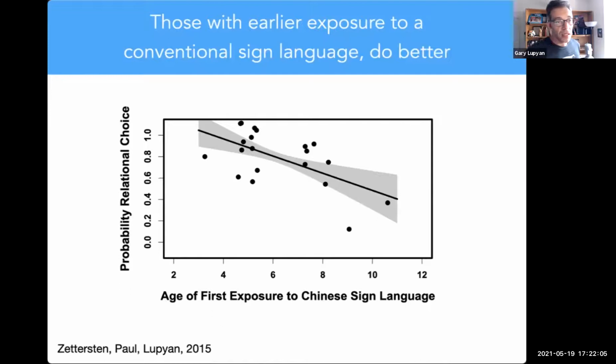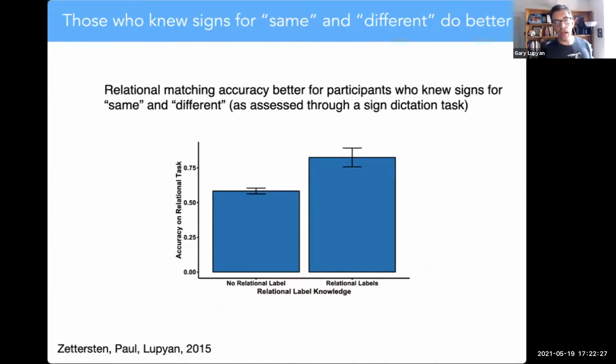And this task was rather difficult for them, but particularly for those older kids, the kids who were exposed to standard sign language later. In particular, if you look at whether they knew the signs for the concepts of same and different, those who did performed quite a bit better. Those who didn't were near chance.